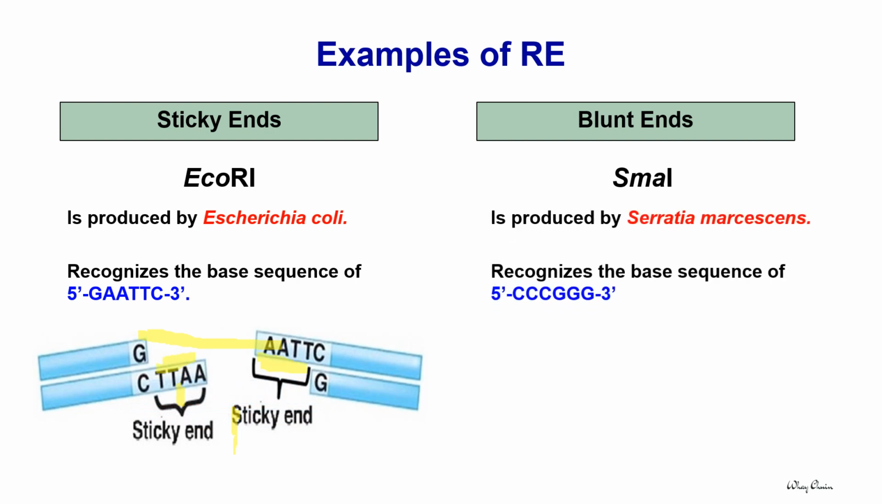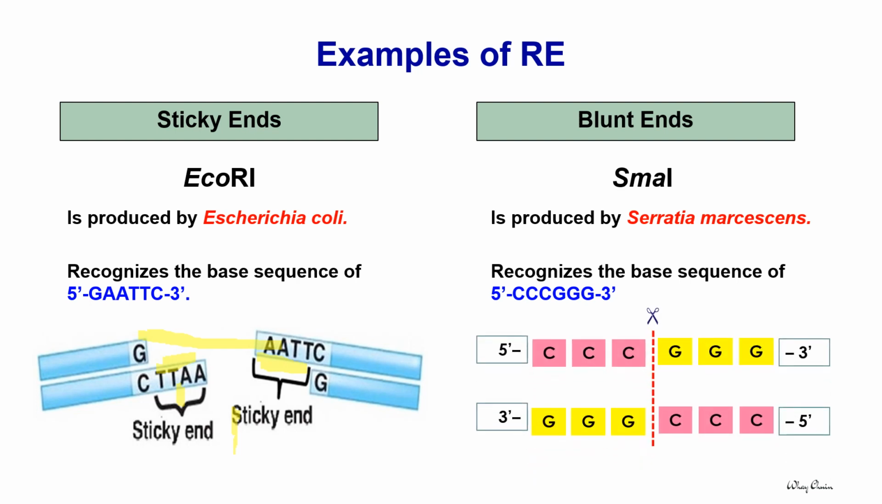However, for SmaI we notice that Sma is typed in italic form. Again, this is just to highlight that the source of this enzyme is the bacteria Serratia marcescens. This restriction enzyme will recognize the base sequence from 5' to 3' CCCGGG, and it will cut in a straight line in the middle of the restriction site, which is between the C and G from 5' to 3'.